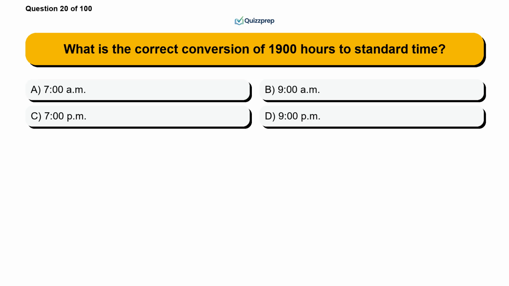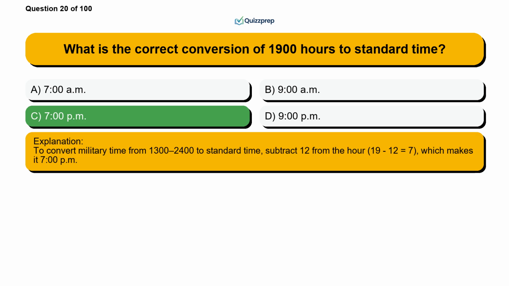Question 20. What is the correct conversion of 1900 hours to standard time? Option A. 7 a.m. Option B. 9 a.m. Option C. 7 p.m. Option D. 9 p.m. The correct answer is option C. 7 p.m. To convert military time from 1300 to 2400 to standard time, subtract 12 from the hour. 19 minus 12 equals 7, which makes it 7 p.m.